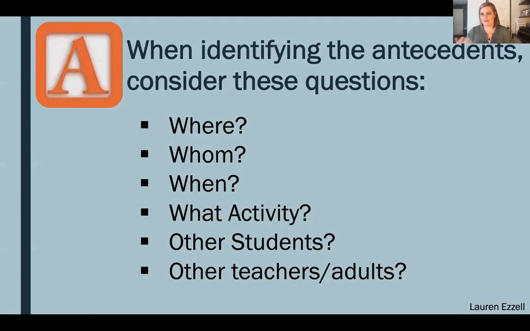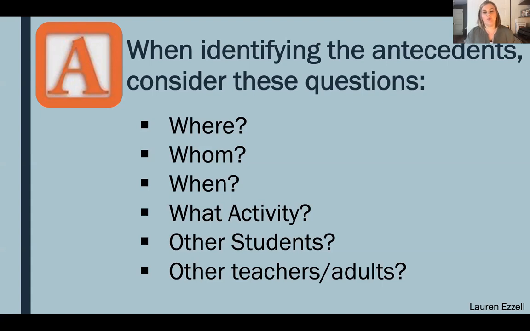Is it before lunch or is it after lunch? Are they hungry? Are they full? Are they tired? Beginning of the day, they're tired. End of the day, they're ready to go home. What activity is occurring when the behavior occurs? Are you working on math? Are you working on English? What are other students doing during the behavior?